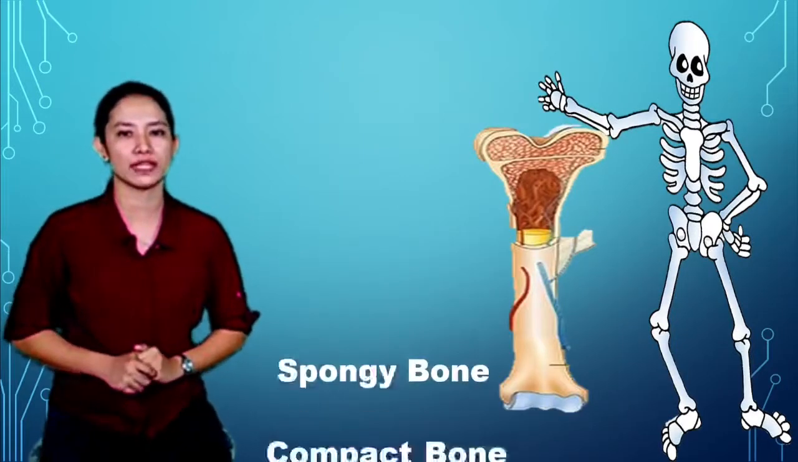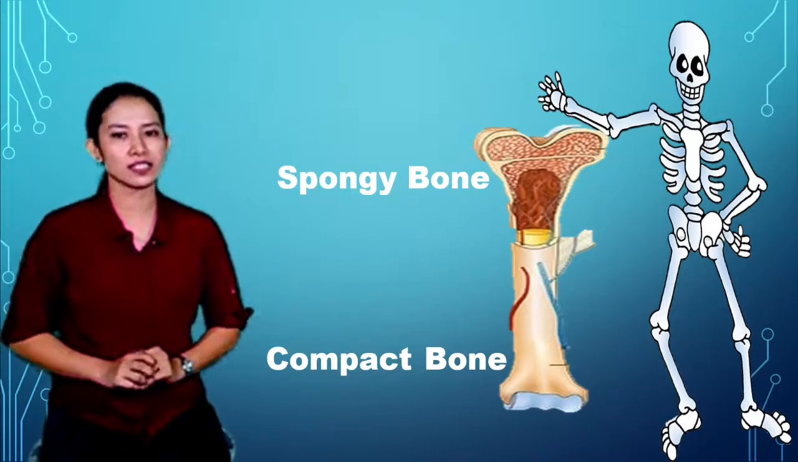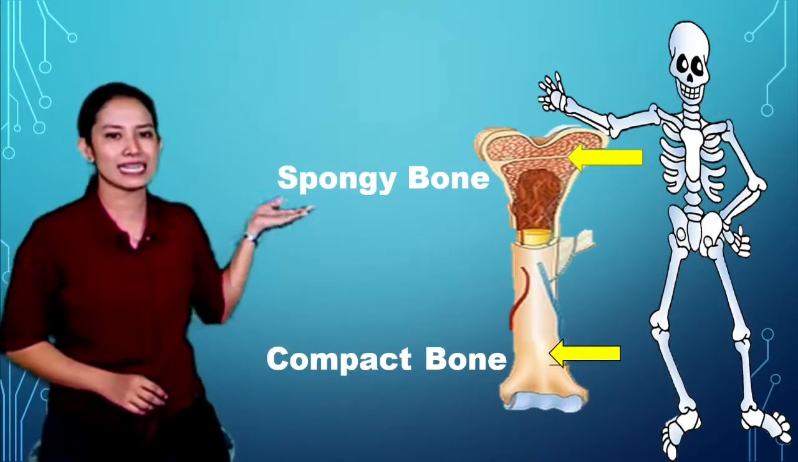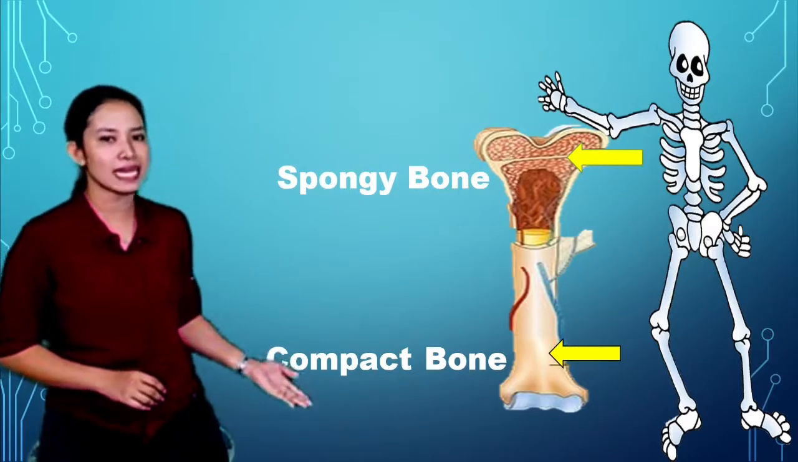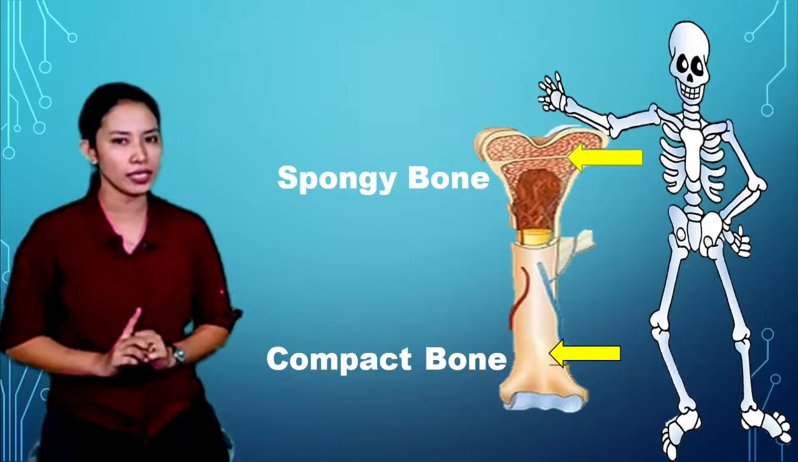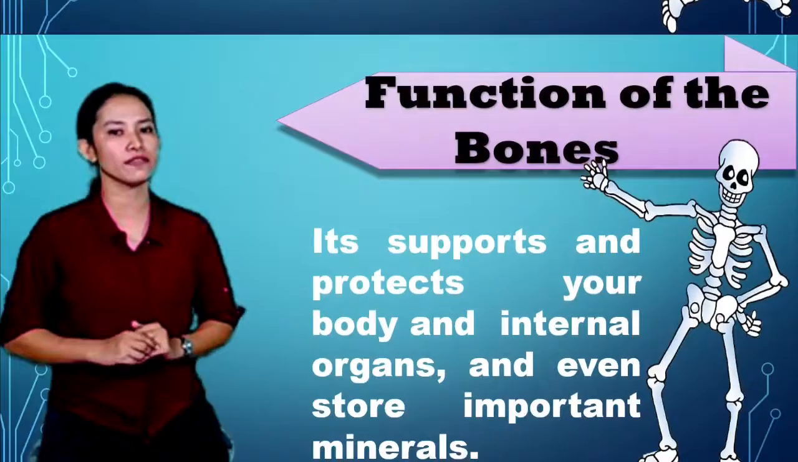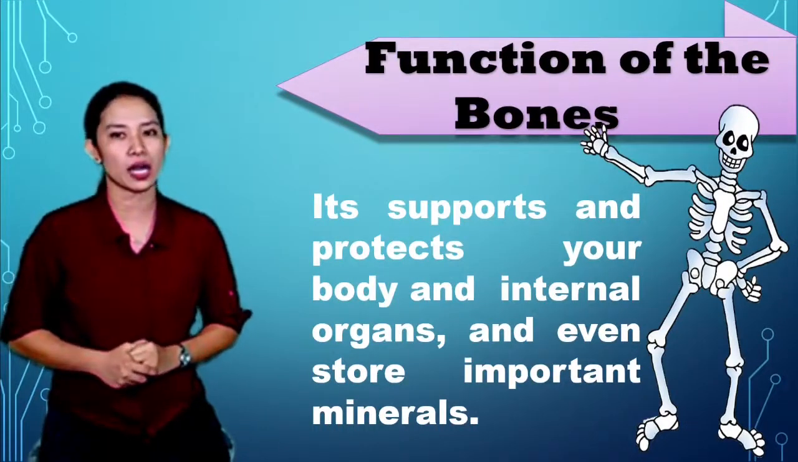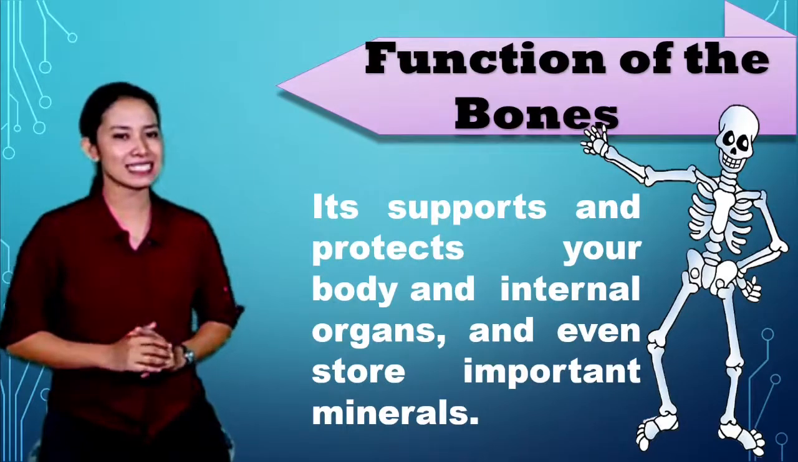Bones are composed of a layered structure that makes them strong but light. These are the spongy bone and compact bone. The spongy bone is the layer found inside the compact bone, while the compact bone is the outside layer that is hard, strong, and dense or tightly packed. Function of the bones: it supports and protects your body and internal organs and even stores important minerals.